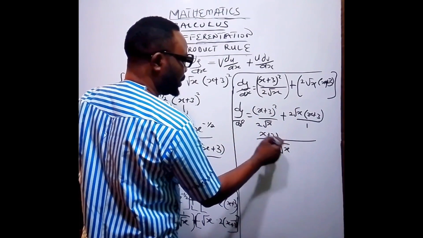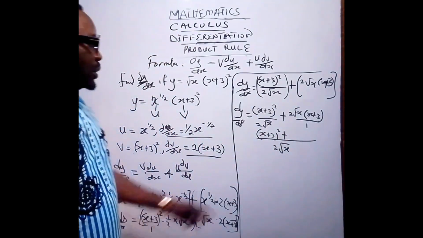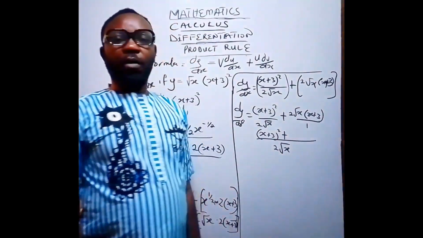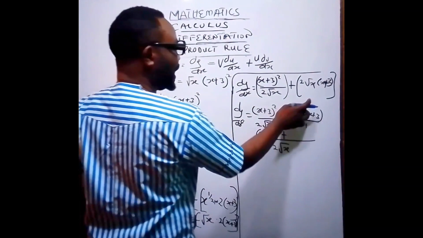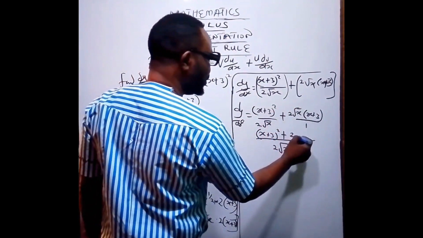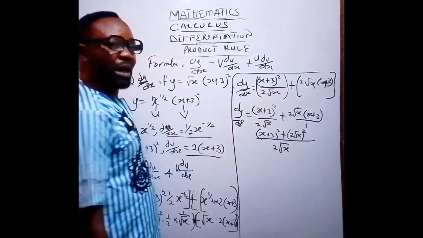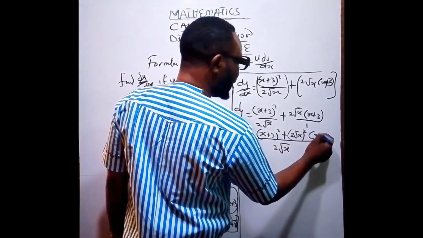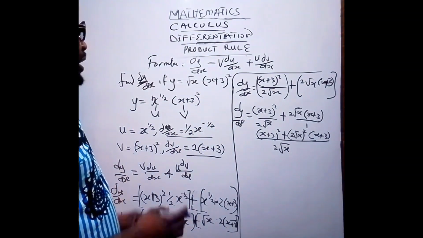x plus 3 squared. Plus 1 in 2 root x, that will be what? 2 root x, multiplied by everything here. That will be what? We have 2 root x there already. So that will be what? 2 root x squared, because that is going to multiply with that one. Then into bracket x plus 3. So that is what we're going to have at this level now.